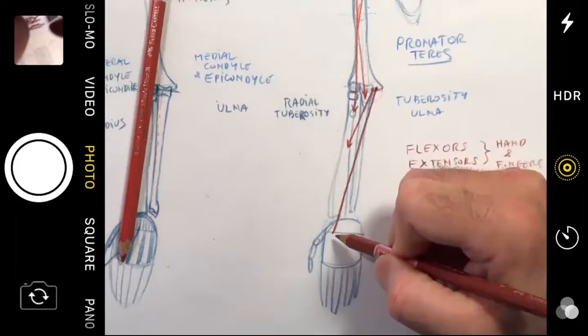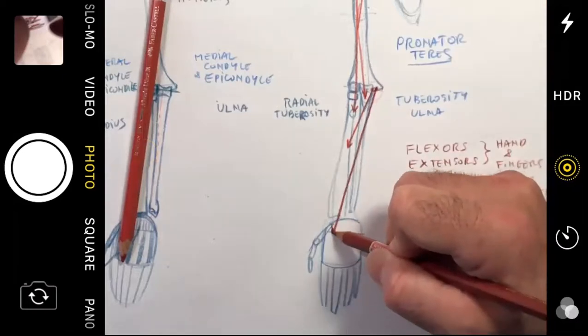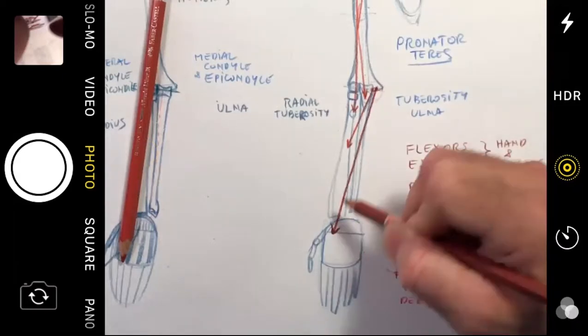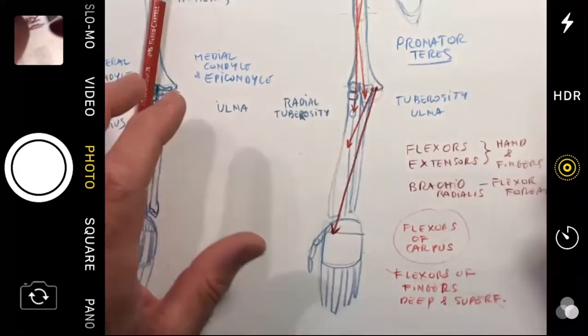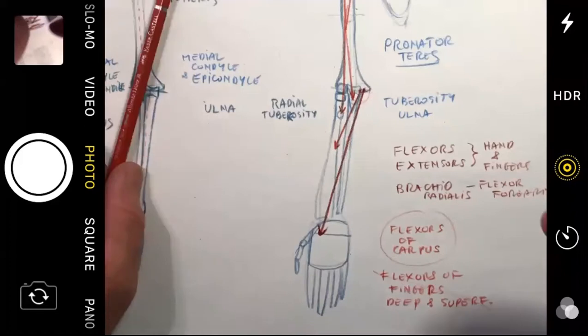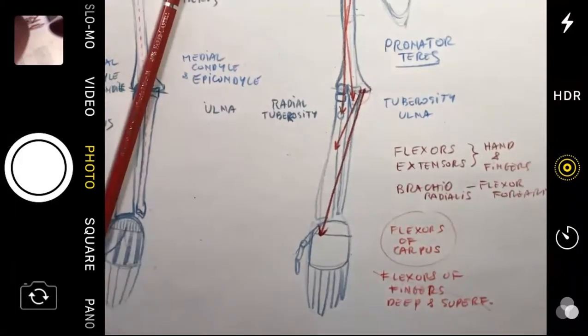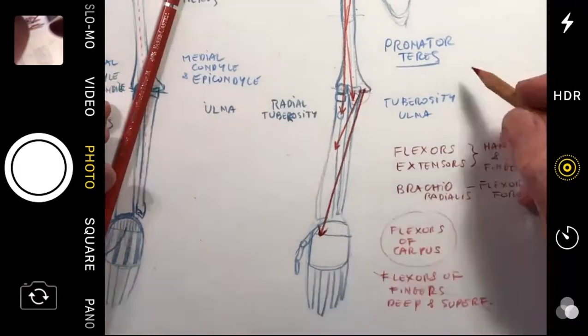Like this, right? So now let's try to give it a name. Let's figure out the name together, because that helps later on to understand how the names of the muscles are structured.